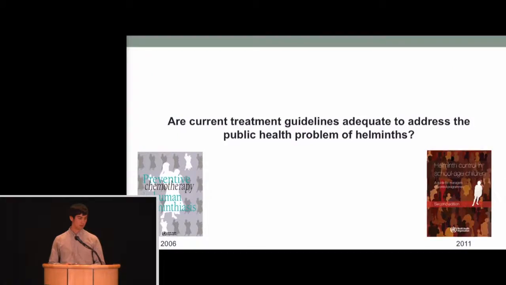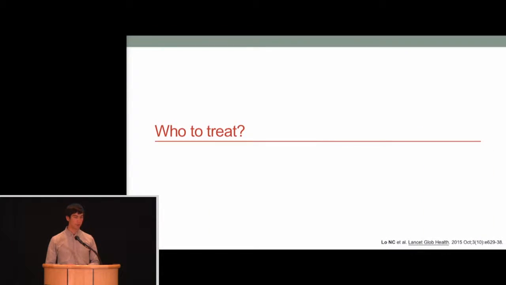of treatment. Now, the question that I set out to answer is, are current treatment guidelines adequate to address the public health burden of helminths? These guidelines have had multiple iterations, but they've remained relatively unchanged since the World Health Assembly resolution in 2001. In particular, I wanted to ask, who should we treat? What is the optimal strategy here?